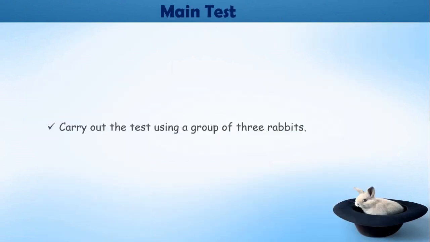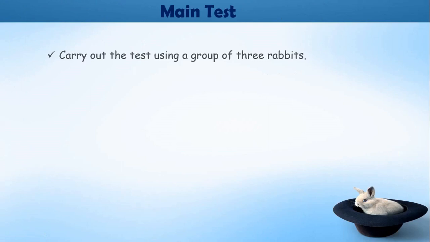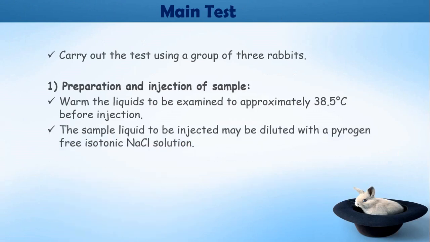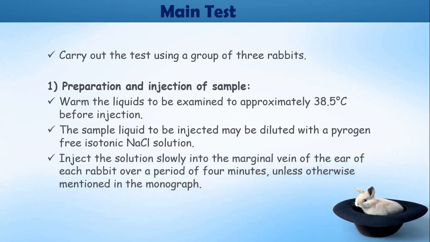Next one is the main test. In that, carry out the test using a group of 3 rabbits. First one is preparation and injection of sample. Warm the liquid to be examined to approximately 38.5 degrees Celsius before the injection. The sample liquid to be injected may be diluted with a pyrogen-free isotonic sodium chloride solution. Inject the solution slowly into the marginal vein of the ear of each rabbit over a period of 4 minutes, unless otherwise mentioned in the monograph.